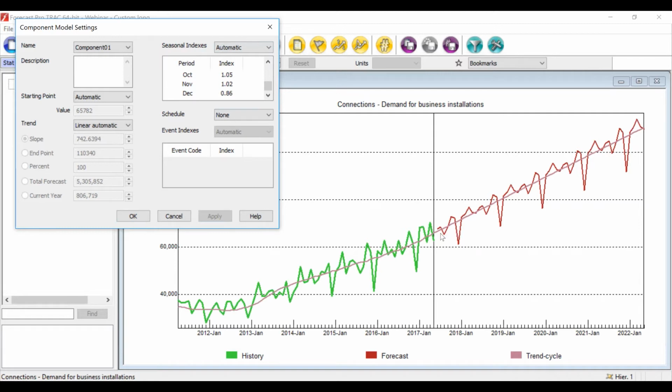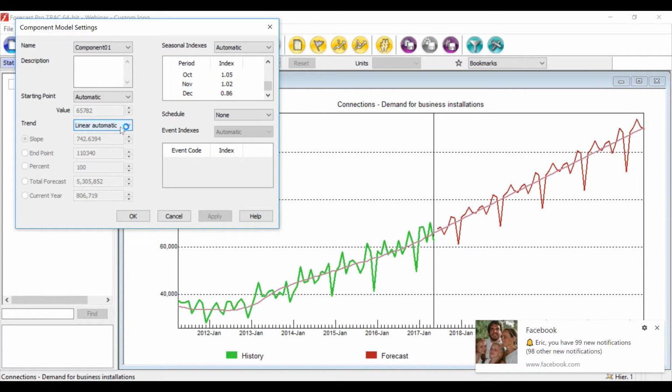So in this case, let's say that I think this 5-year forecast is overly optimistic. According to this, if we look over here on the box, it says the total forecast is going to be 5.3 million. And so we're going to install 5.3 million phone systems during this time frame. Now, I might say, no, I want to lower that.